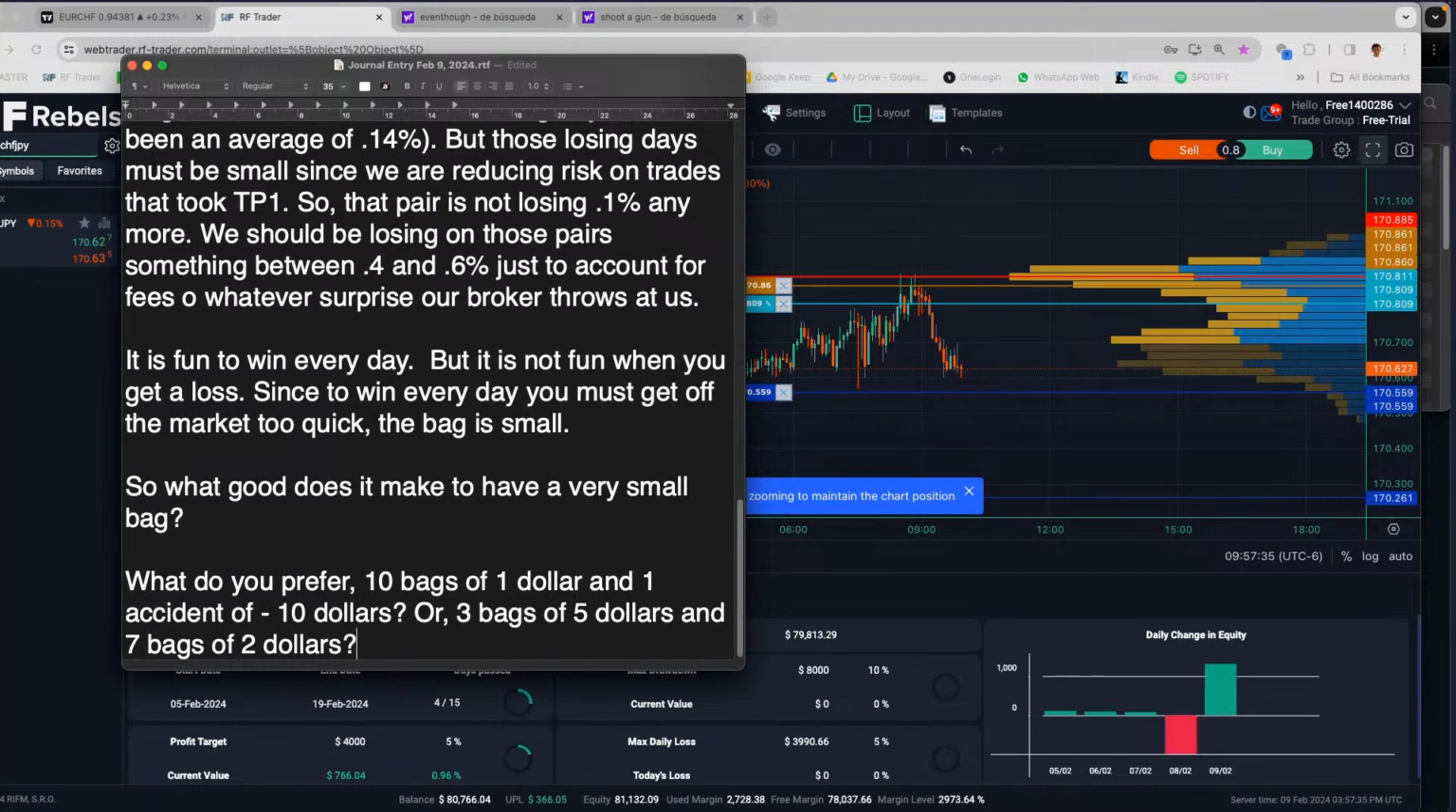Well, 3 times 5 is 15. 7 times 2 is 14. I'm just writing it just to say something, but I'm not sure how much. We're testing this, right? This will equal just $1 profit, right?